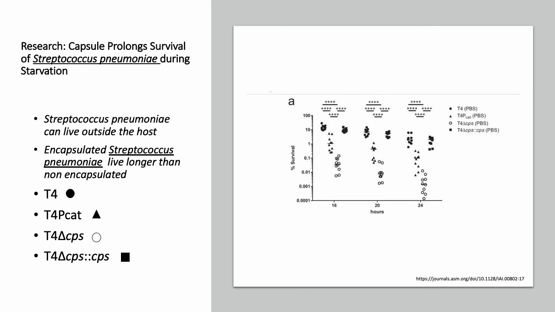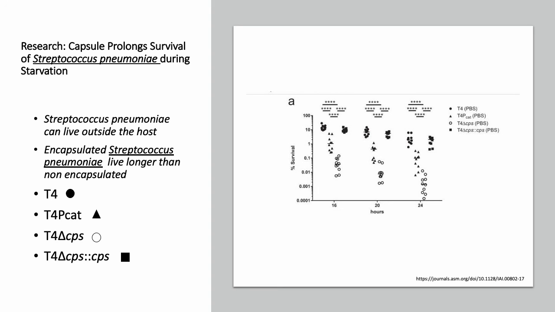The cells were incubated in a phosphate buffered solution at 25 Celsius. In the image, we can see 4 different types. T4 is represented by a full circle with no changes. It's expressing the total capsule polysaccharide. T4 PCAT is expressing only half of the capsule. T4 delta CPS does not express any capsule and is represented by the empty circle. And the T4 delta CPS that is represented by the square has its capsule restored.